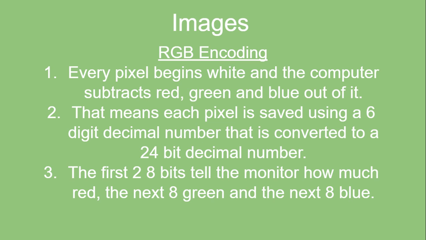So the first 8 bits tell the monitor how much red to take out of the white. The next 8 say how much green, and the next 8 how much blue. So images use RGB encoding. Every pixel has a 24-bit binary number, and the first 8 say subtract this percentage of red out, subtract this percentage of green and blue. And so if you have a pixel saved as 009900, that would be straight green. If it was 990000, that'd be straight red. So if it's 000000, that'd be black, right? 999999 would be white. So that's how images work.